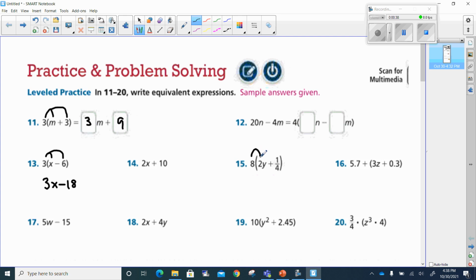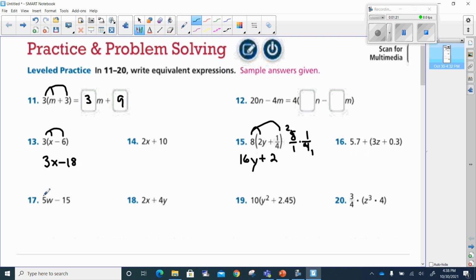Number 15 says 8 times 2y. 8 times 2 is 16, so that'll be 16y. And then 8 times 1/4. Well, in case you forgot, that's like 8 over 1 times 1 over 4. Well, when I do my butterfly method, I know 4 goes into 4 one time, and 4 goes into 8 2 times. So now I have 2 times 1, which is 2, and 1 times 1, which is 1. 2 divided by 1 gives me 2, so I have 16y plus 2.